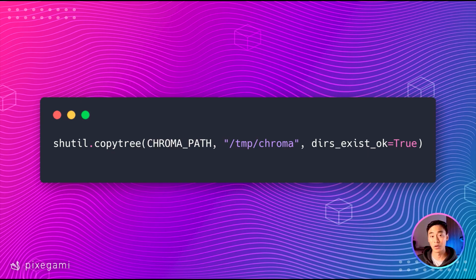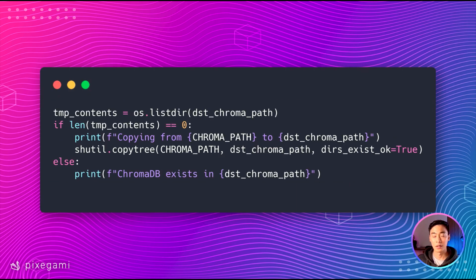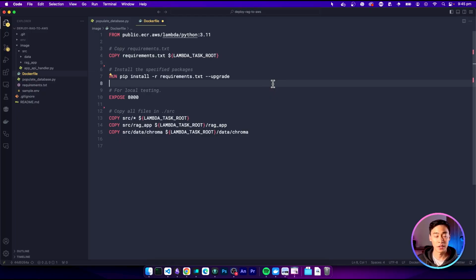To solve the second problem, we simply have to copy all of our database files to the temp directory when we're running it in AWS Lambda. Now, since Lambda containers can stay warm and get reused for up to 15 minutes, we only want to make sure that we do this copy once. So we could just check first to see if files already exist in that directory. All right, now let's go back to our project and take a look at the code.